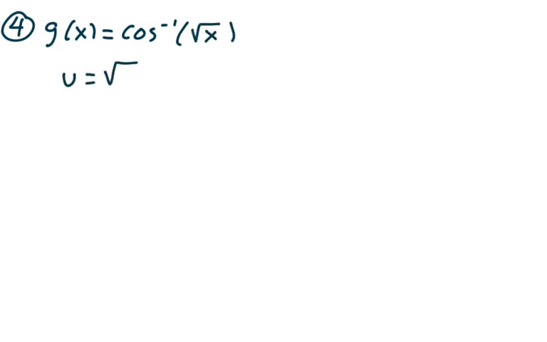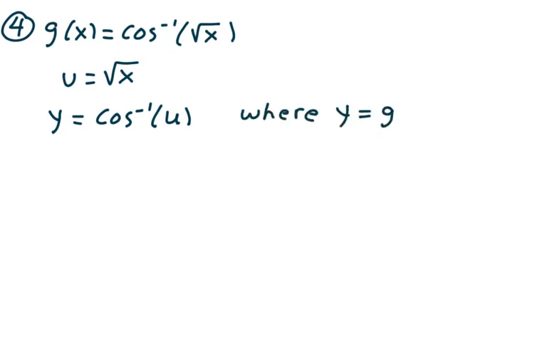Suppose I had the following. g of x is equal to the inverse cosine of the square root of x. So I'm going to let u equal the square root of x. And then as a function of u, if you don't mind, I'm going to write y is the inverse cosine of u. And this is where y equals g of x.